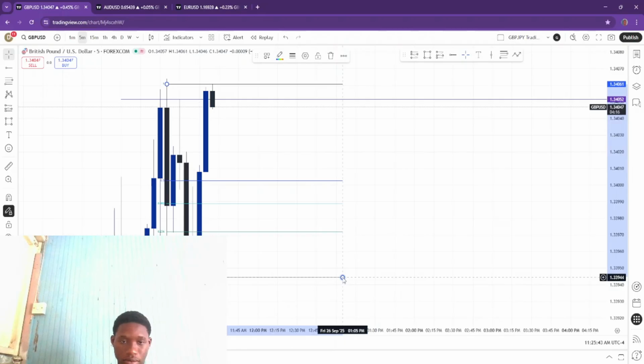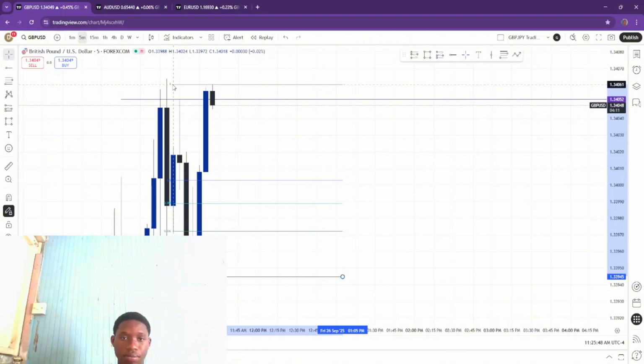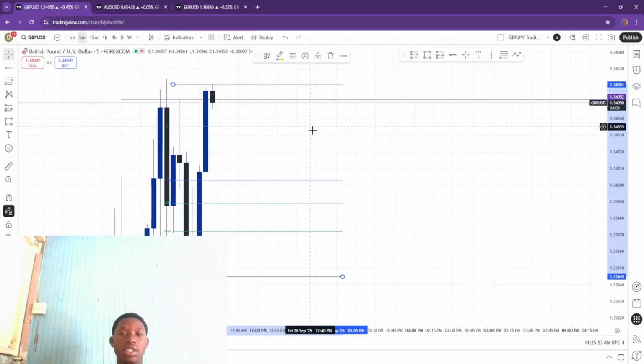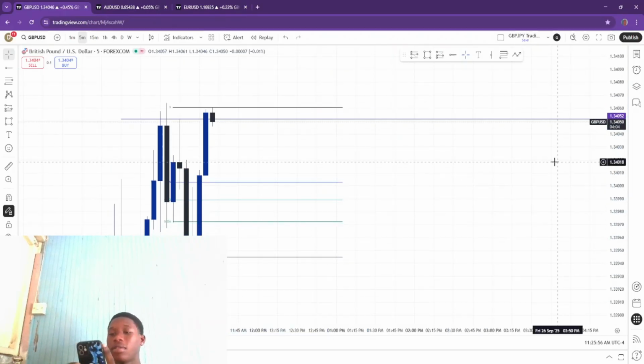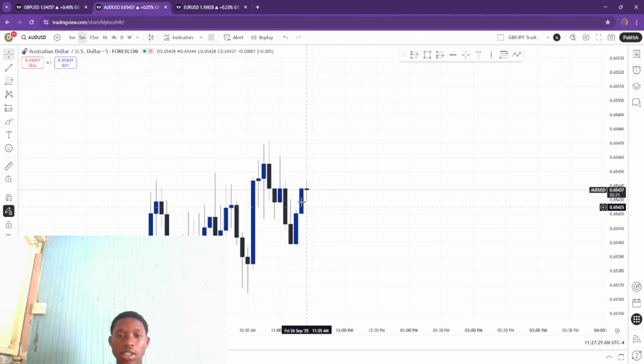Wow, seeing some aggressive selling pressure. I'm going to be risking 1% on that trade just because we don't need to be risking 1.5. We don't even need to be risking 1%, but just for the uniformity of everything, I'm going to risk 1%. We literally have 2 minutes for that candle to close. AUD USD looking okay.